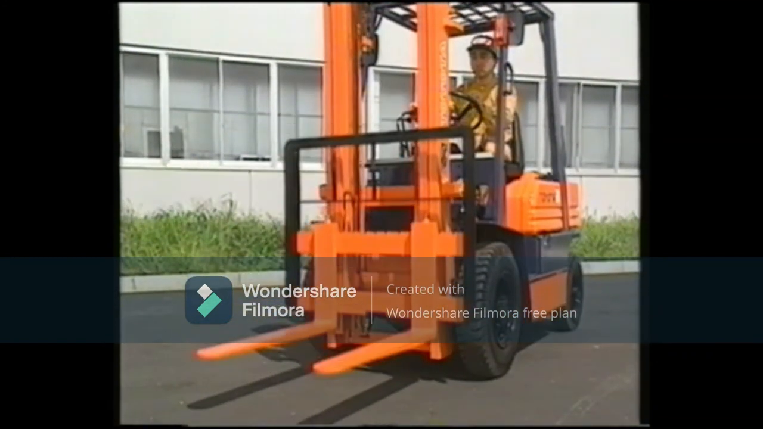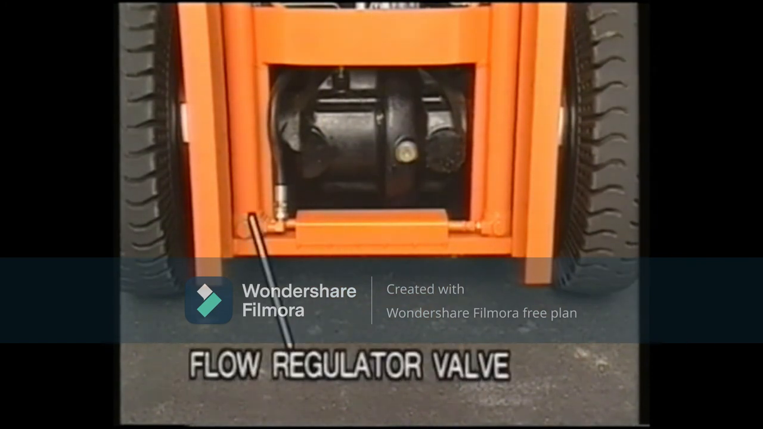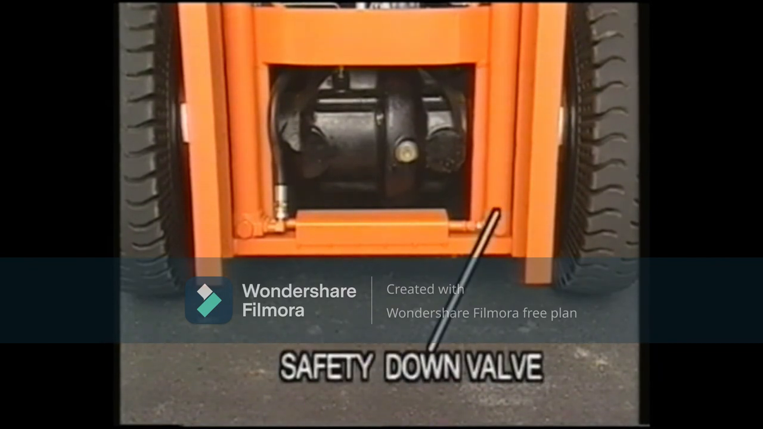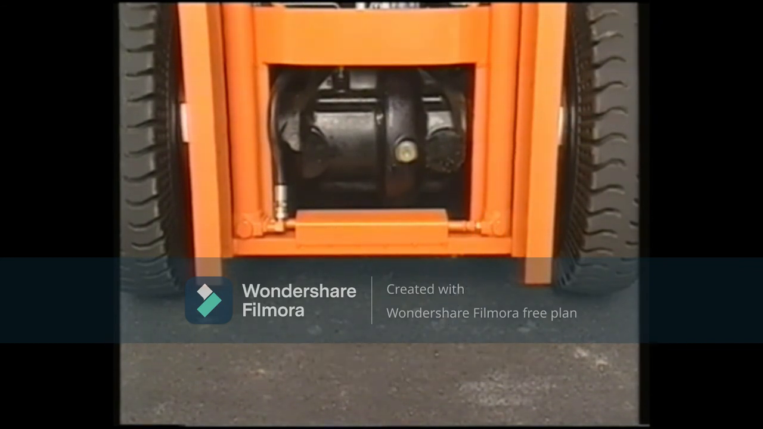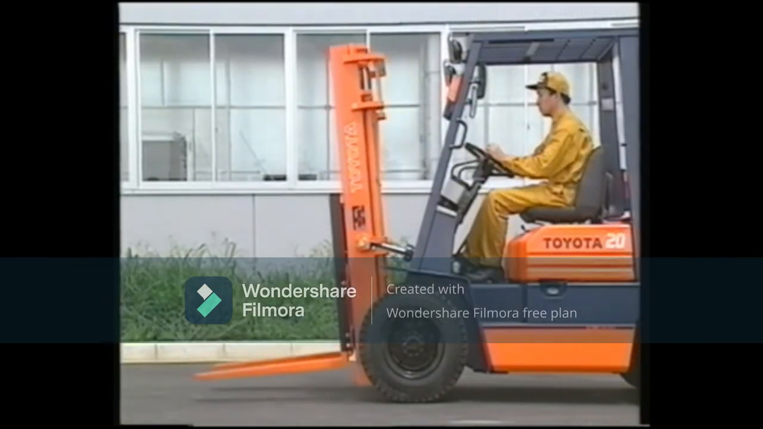For safety purposes, the lowering speed of the forks is kept constant, regardless of a change in the weight of the load, by a flow regulator valve located under the lift cylinder. In addition, a safety down valve is located at the bottom of the other lift cylinder. This valve prevents the forks from falling unexpectedly due to malfunction of the flow regulator. Now, let's look at the mechanism that tilts the mast.